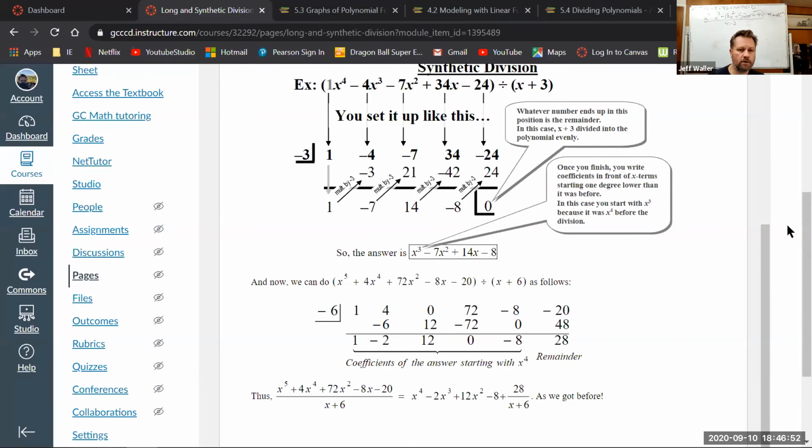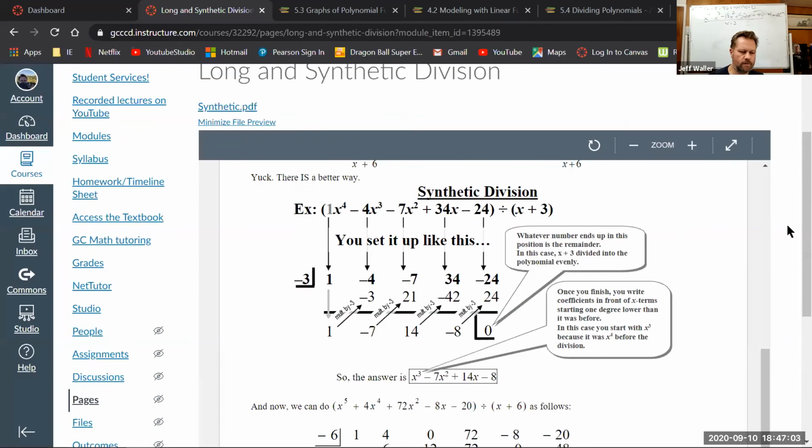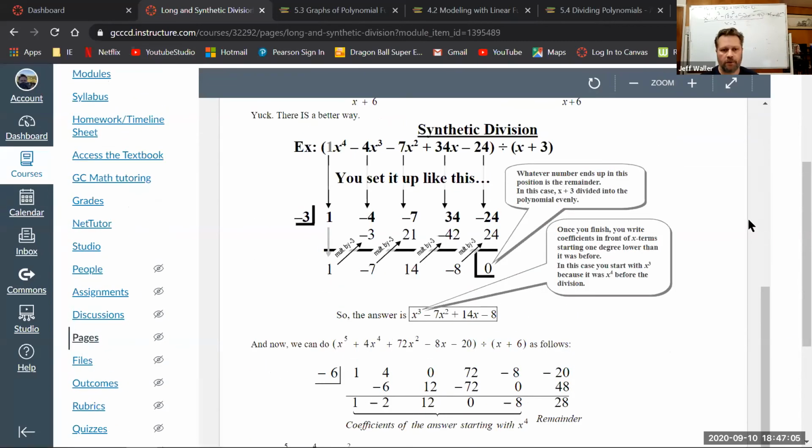We are going to be using synthetic division a lot because it's so freaking powerful. All right, so that's up there if you want to take a look at it.